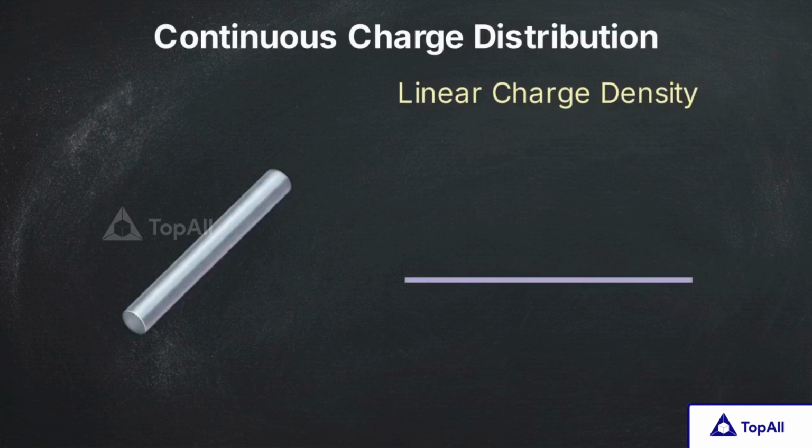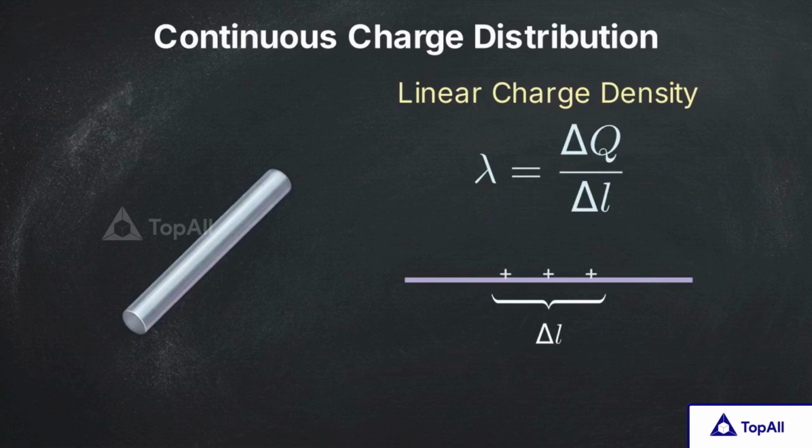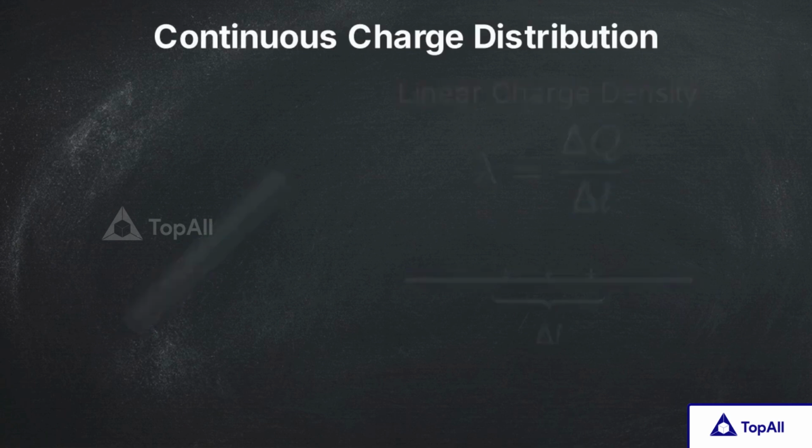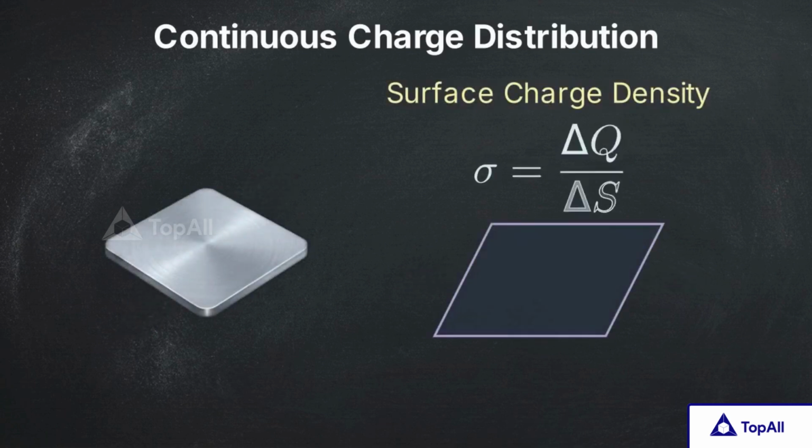For one-dimensional objects like a thin wire, we define the linear charge density, represented by the Greek letter lambda. Lambda is simply the charge per unit length. Whether the wire stretches or shrinks, as long as the distribution is uniform, that ratio remains constant. For two-dimensional objects like a flat sheet, we use surface charge density, or sigma.